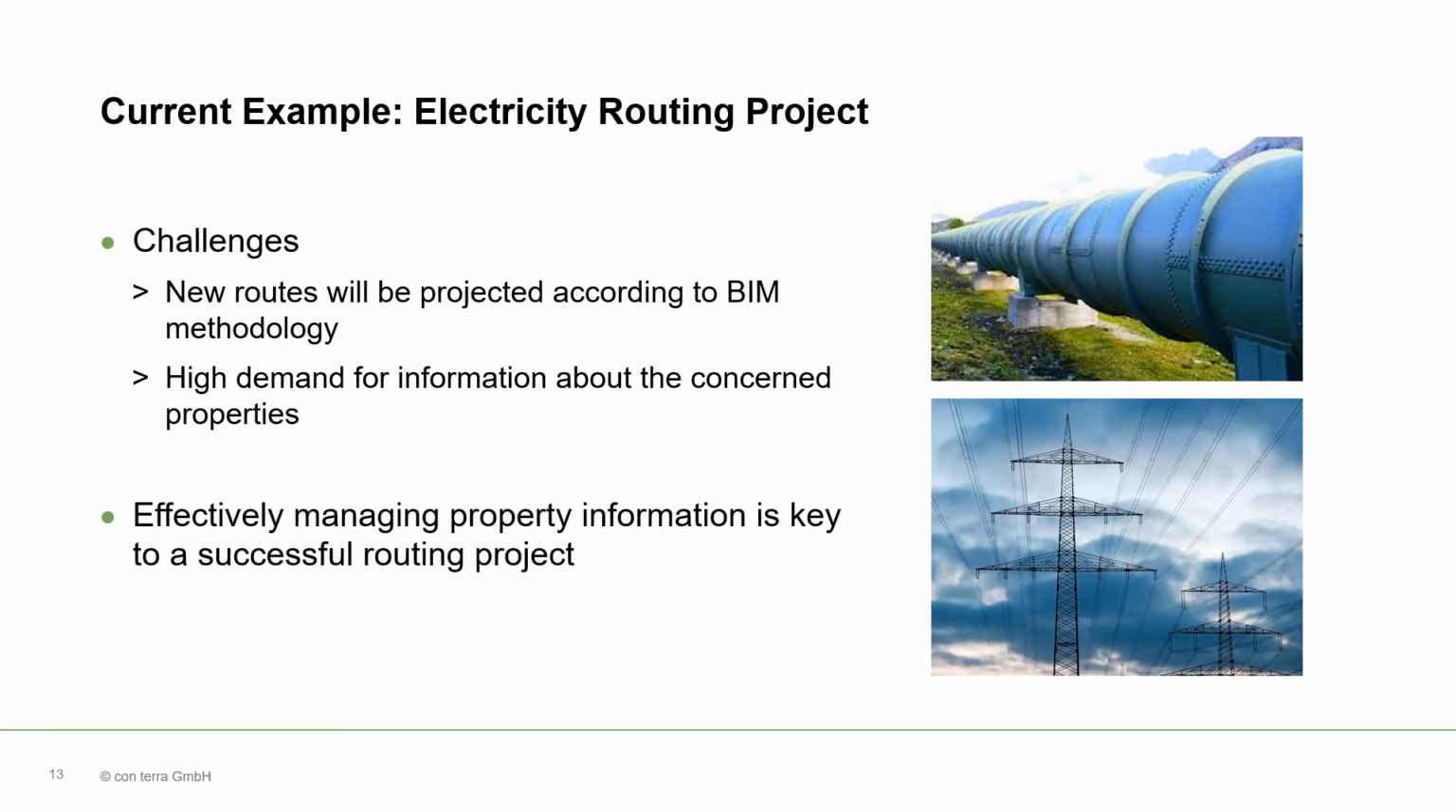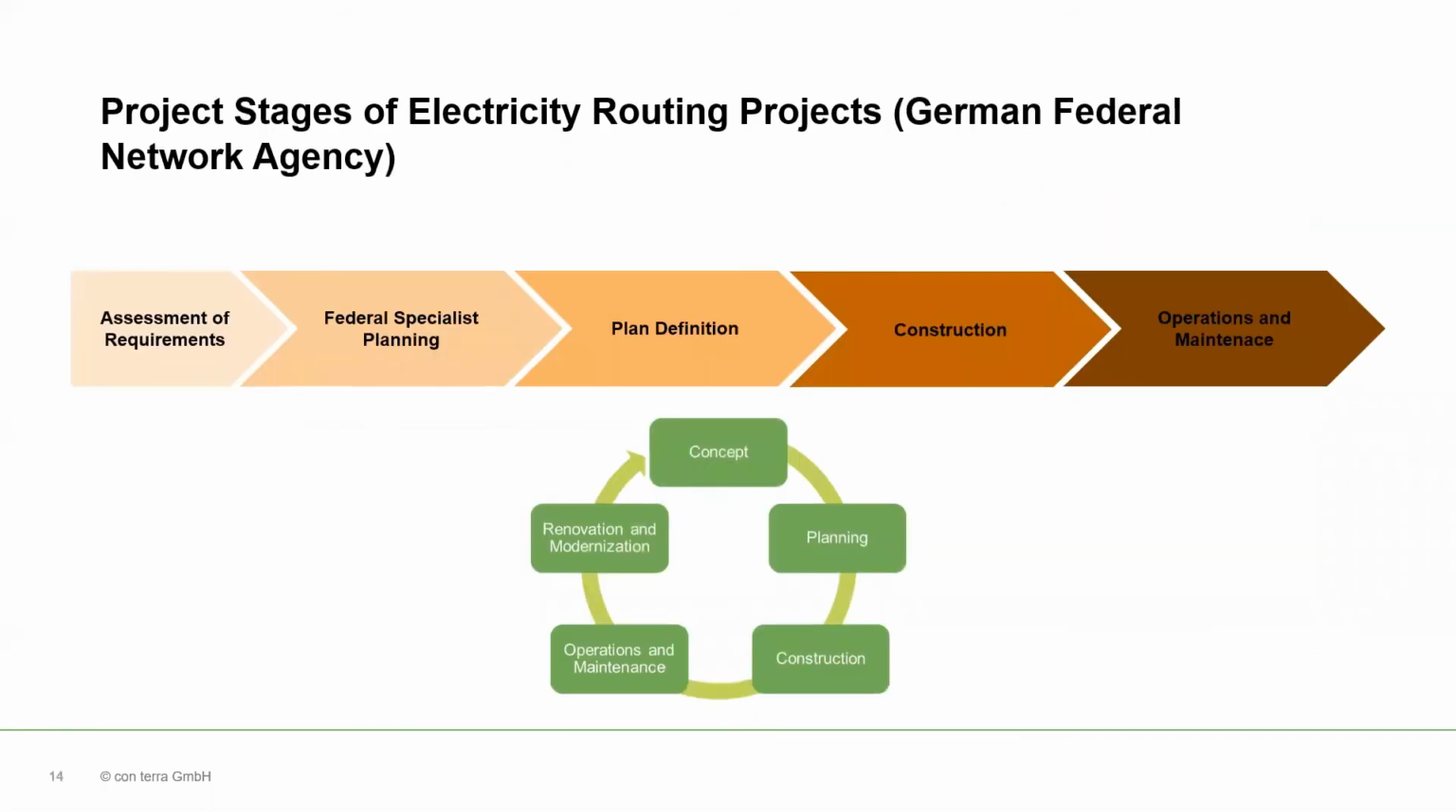A key issue was that due to the large spatial extent of the project, many properties are concerned, and therefore it's of large importance to manage property information effectively. The planning for this electricity routing project was based on the way the Federal Network Agency in Germany works. This workflow we can see here was defined by the Federal Network Agency, and it closely resembles the BIM lifecycle.